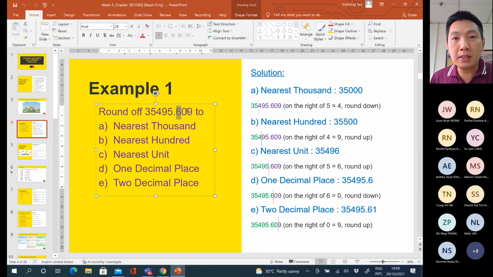Okay, 2 decimal places. The second decimal place refers to this 0. Next to this 0, on the right-hand side, is 9. 9 is greater than 5, so we need to round up. Round up means we need to add 1 into this 0 digit, so you get 0.61. The remaining numbers on the left-hand side remain the same, but the right-hand side number we need to round up. So it becomes 0.61.